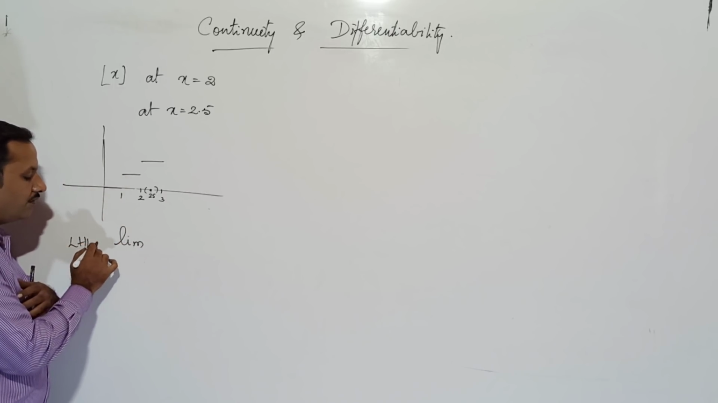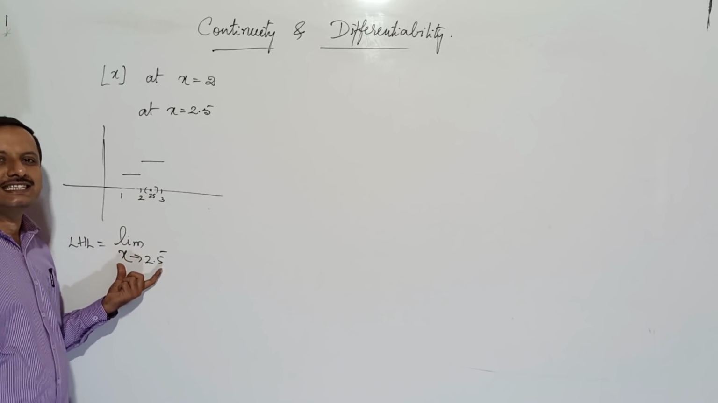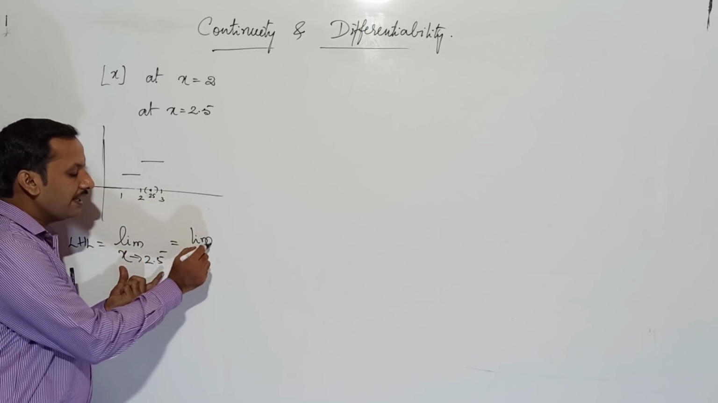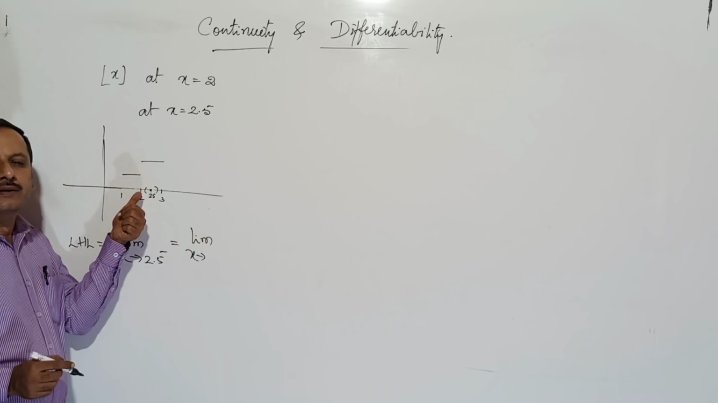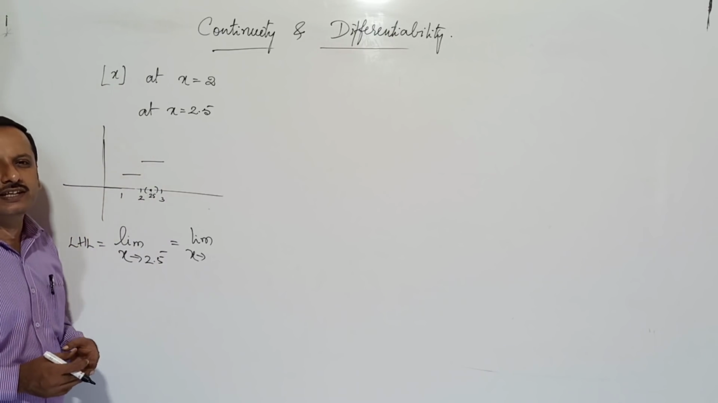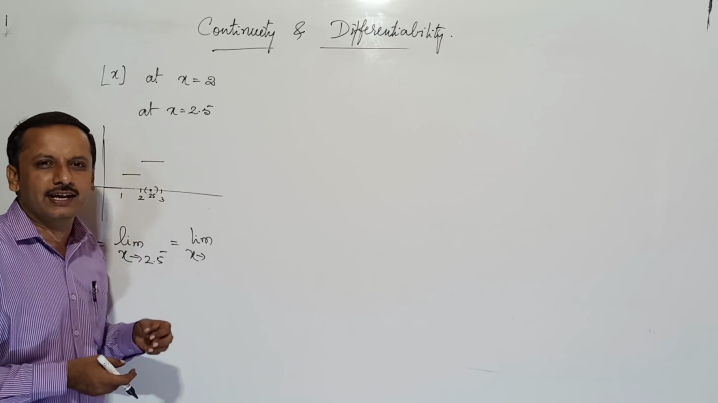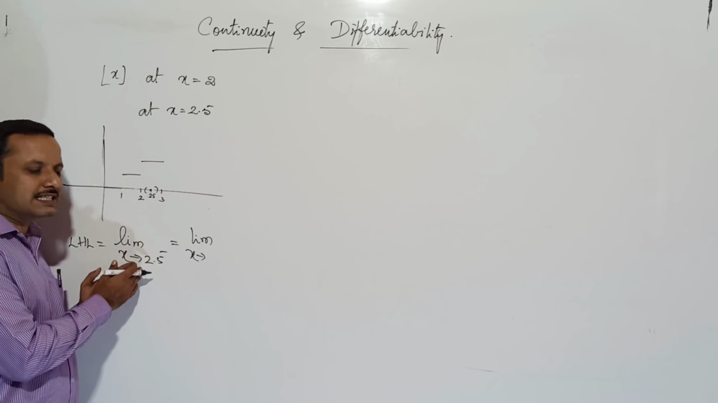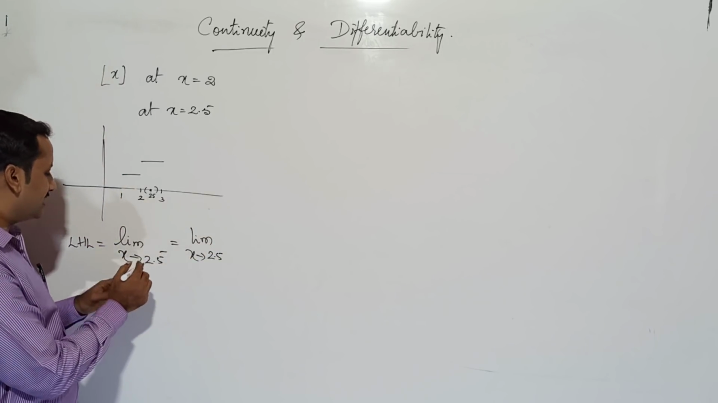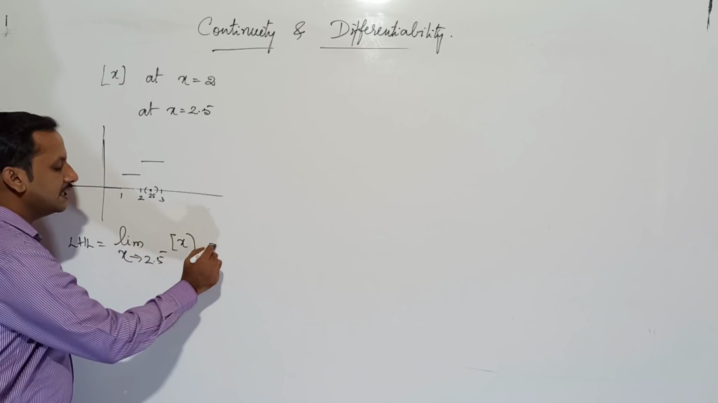I find the left hand limit, which is equal to limit x tends to 2.5 minus, meaning x is approaching 2.5 from the left side. When x approaches 2.5 from the left side, x is very close to 2.5 but less than 2.5, say somewhere in the region of 2.4, 2.45, 2.48, 2.49, 2.49999, etc. At all those points, step x value will be equal to 2 itself. So limit x tends to 2.5 from the left side of step x is equal to 2.